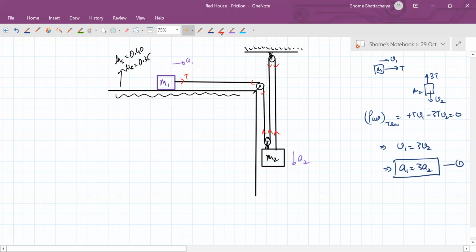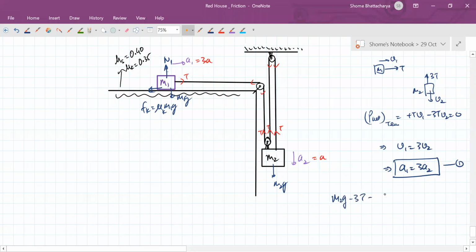Now just to make things easier, you can take A2 as A and therefore A1 as 3A. Just makes life easier when you are solving these types of questions. Kinetic friction, that is mu K M1G, because this normal reaction will be equal to this one's weight, M2G and T.